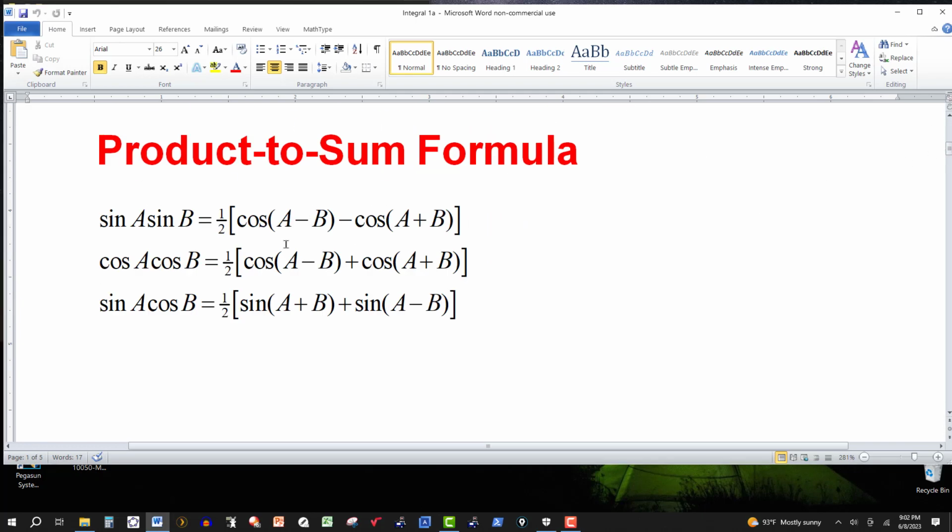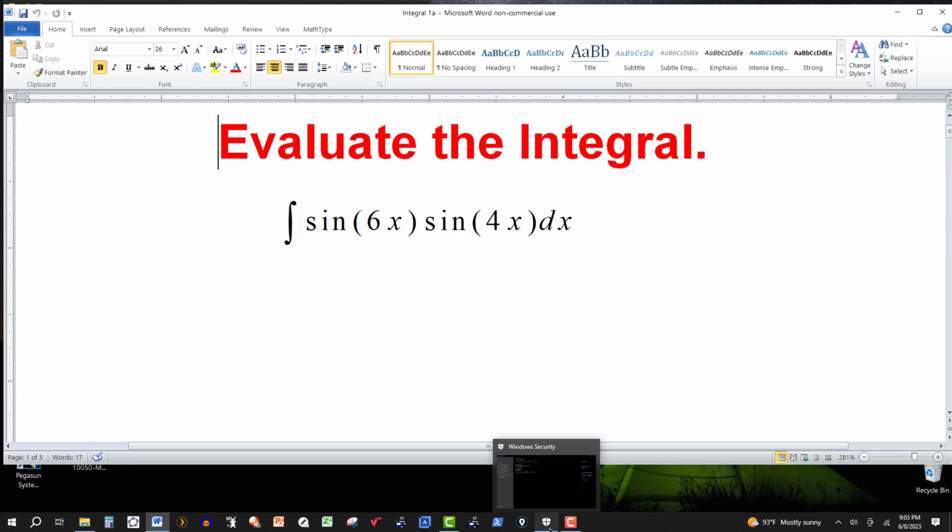So here are the product to sum formulas that we have. And this one's going to involve the first one. We have the sine of A times the sine of B is equal to 1/2 the cosine of the difference of the two angles minus the cosine of the sum of the two angles. So if you want to give this a try, go ahead, and then I'll be right back.